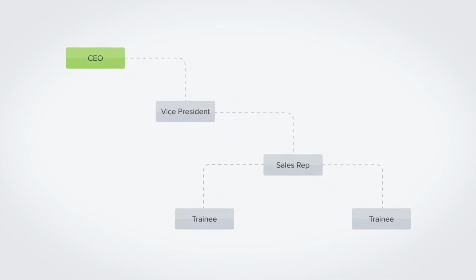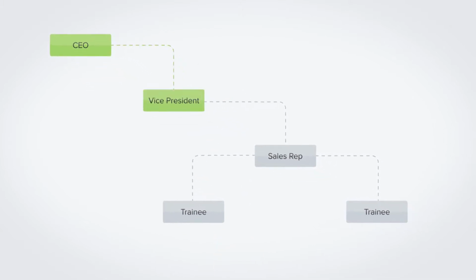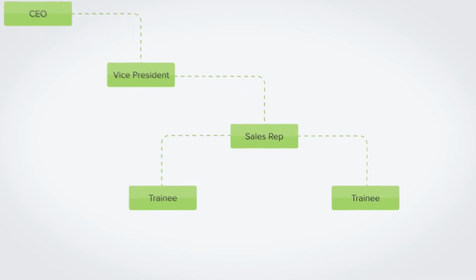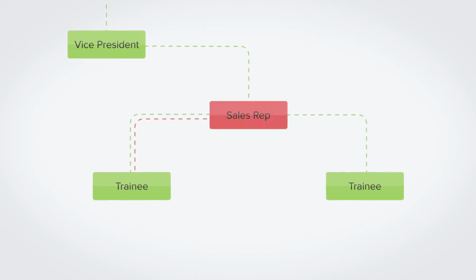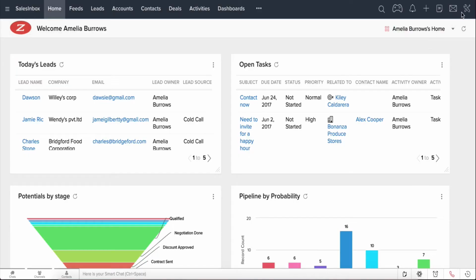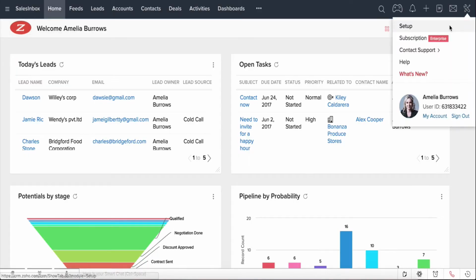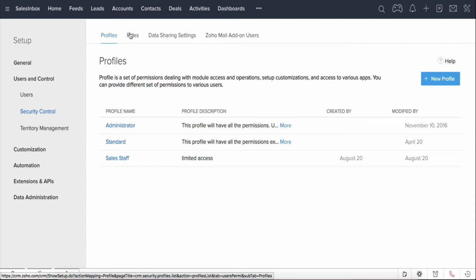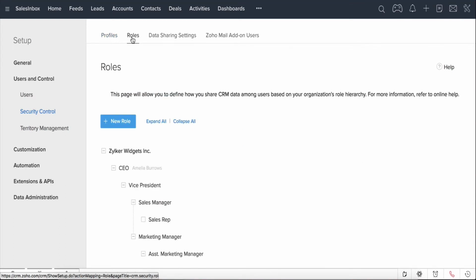Users at a higher hierarchy can always access all of the records of a lower hierarchy, whereas users at a lower hierarchy can access only their records. To create roles, click Settings, Setup, Users and Control, Security Control, Roles. In the Roles section, click New Role.